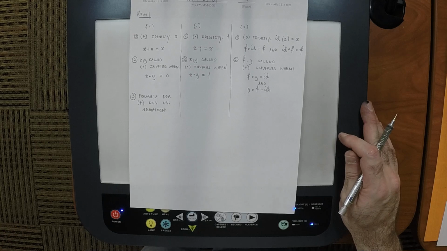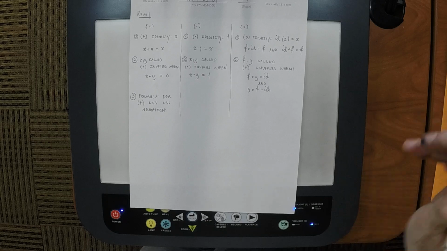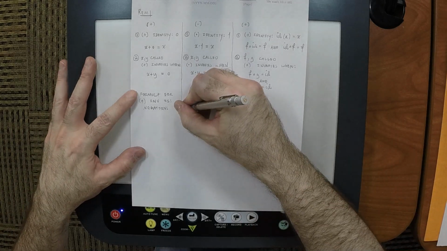The additive inverse of negative 8 is 8. And of course, under normal circumstances, you would just say 8. So you negate. Fine.